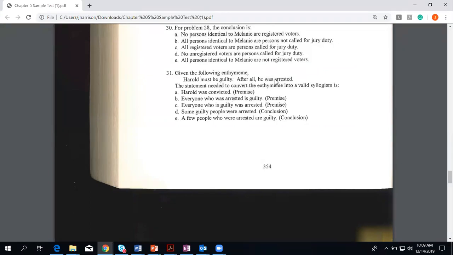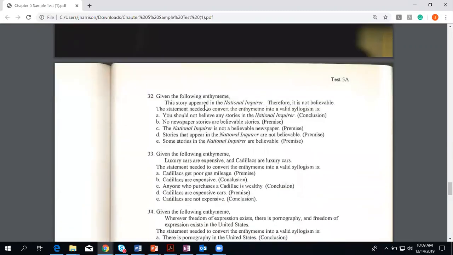Harold must be guilty because he was arrested. All people who are arrested are guilty. So B. So if you are arrested, then you must be guilty. Harold was arrested, thus Harold must be guilty. Modus ponens. So 31 is C.